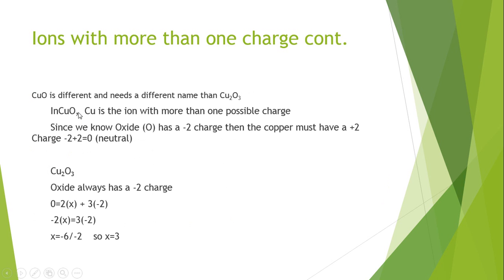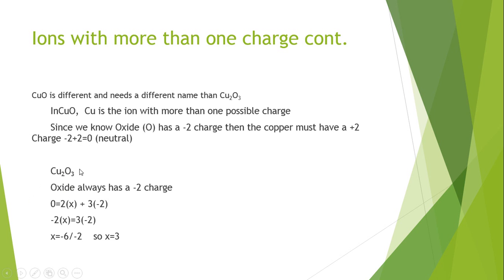Okay, so in CuO, copper is the ion that can have more than one possible charge. If you look it up on your ion sheet, you'll see copper and then parentheses. So we need to figure out what charge it has. We know oxide, the O, has a -2 charge, so the copper, since there's only 2 ions involved, must have a +2 charge. Remember, they always have to be neutral, so the +2 and the -2 equals 0, and we're good. This Cu2O3 is a little bit trickier.